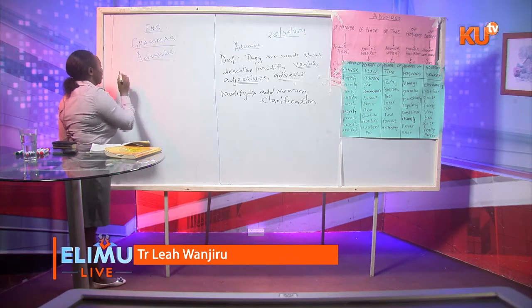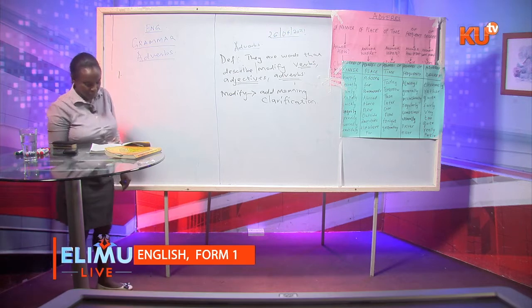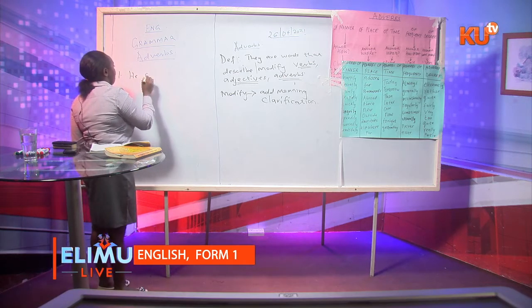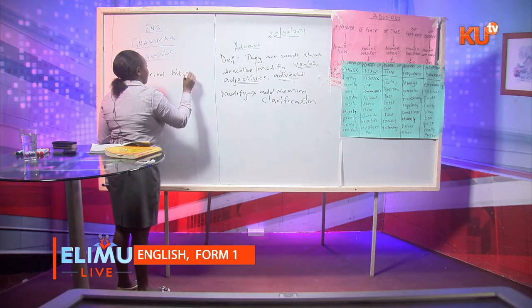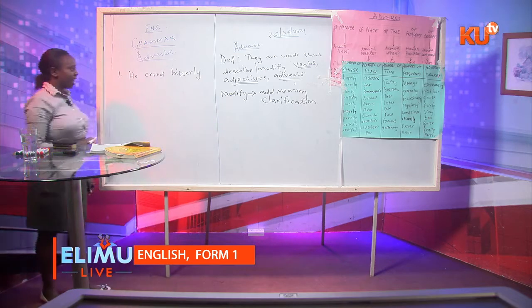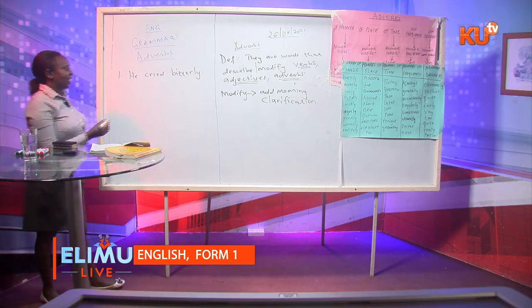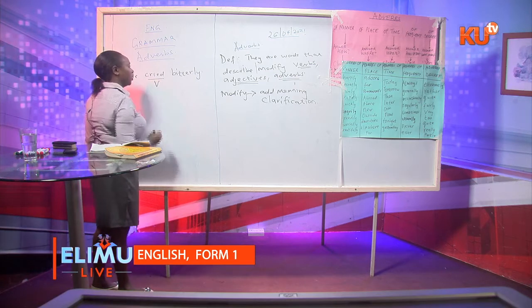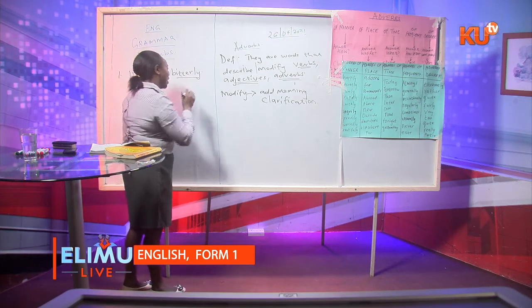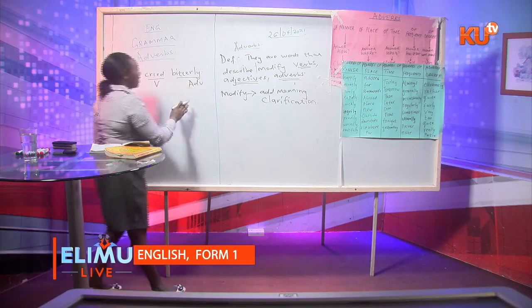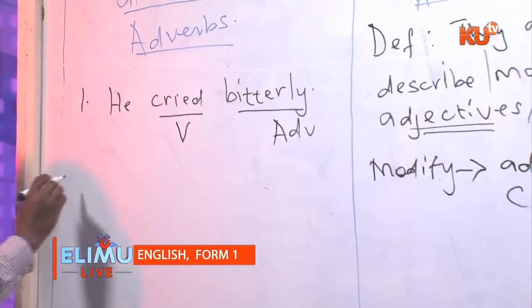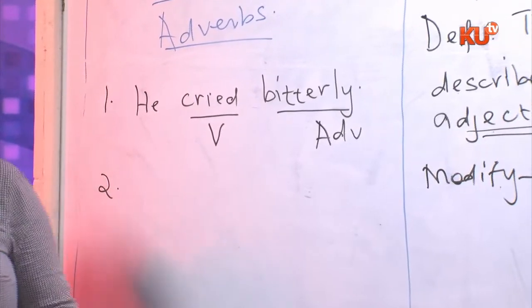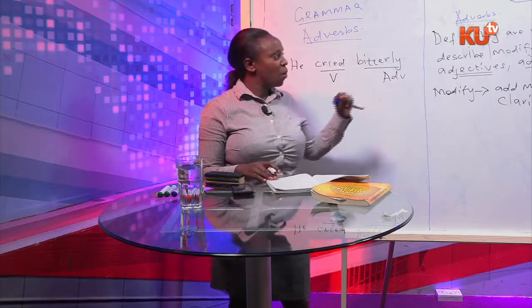Example number 1, example in sentence. He cried bitterly. Cried is our verb. Bitterly is an adverb, and it's telling us about how this person cried. Let me give another example, number 2, where an adverb is modifying an adjective.